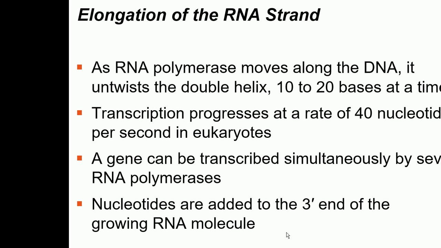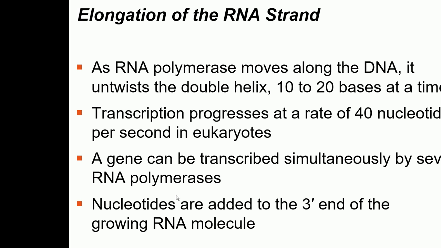Once the transcription initiation complex is made, then the elongation of the RNA strand takes place. So RNA polymerase moves along the DNA. As I said, it untwists the double helix 10 to 20 base pairs at a time. It's not that the whole DNA opens up, only 10 to 20 bases open up. So nucleotides are added to the 3' end of the growing RNA transcript. RNA polymerase works in 5' to 3' direction.